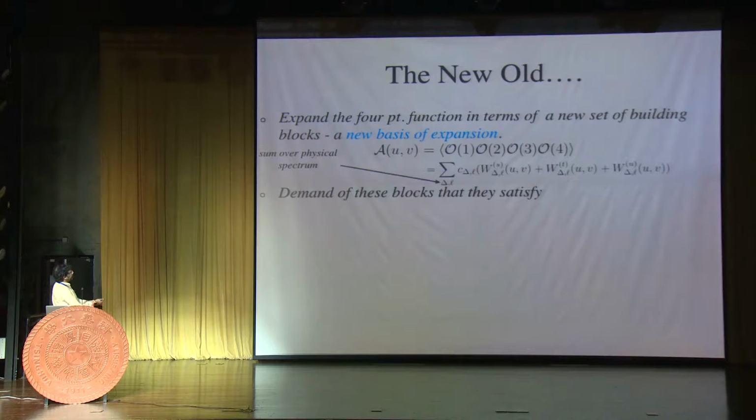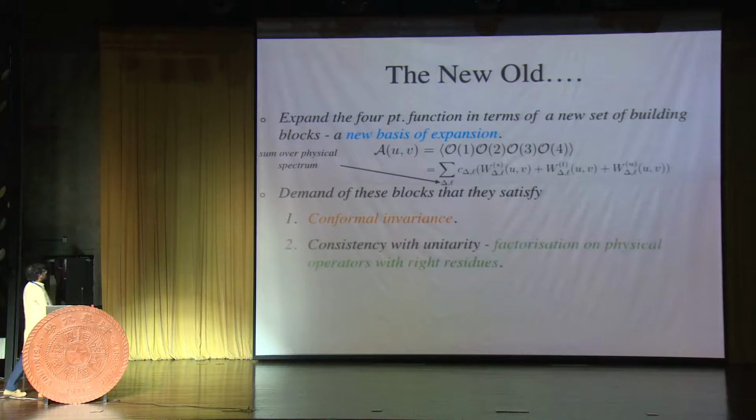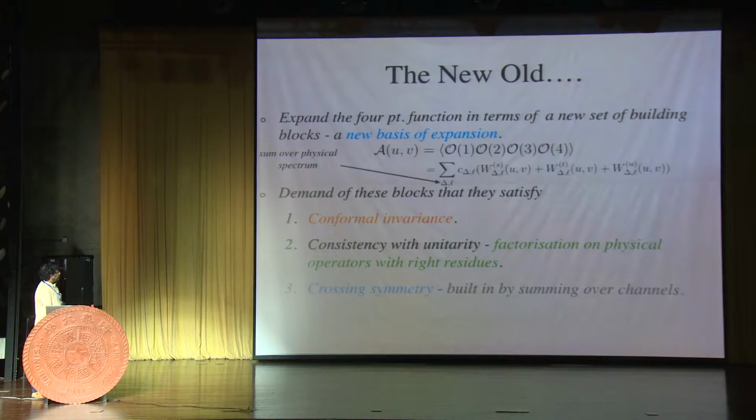What we demand of these new building blocks is that they satisfy conformal invariance, which is, of course, always good. But they should be also consistent with unitarity in that they factorize on physical operators with the right residues. And the last requirement, which is not something we normally do, is that we demand it be crossing symmetric, and we do that by summing over all the channels. So this is by construction crossing symmetric. This is constructed so that you sum over all the S, T and U channels.